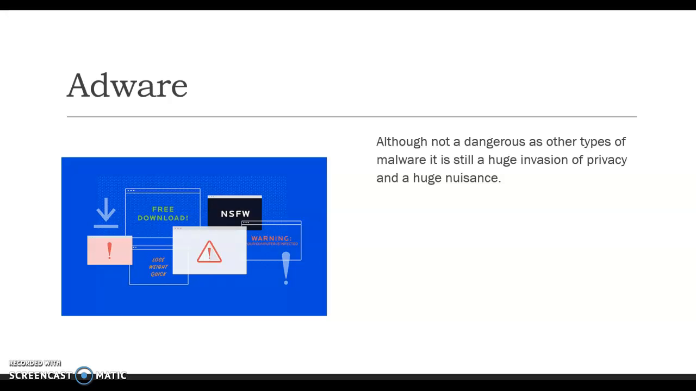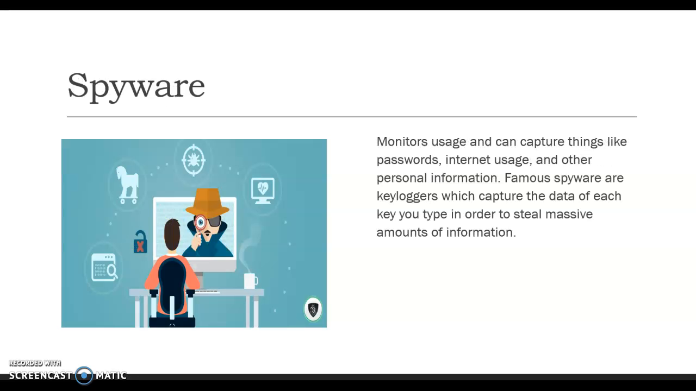Another type of malware is adware. Although it's not as dangerous as other types of malware, it's still a huge invasion of privacy and it could be incredibly annoying because you get a bunch of ads on your home PC and you have to exit out of them, and if that doesn't work, it just replicates itself until it fills your screen with ads. This is a type of spyware.